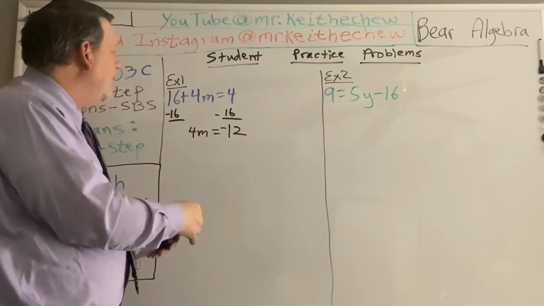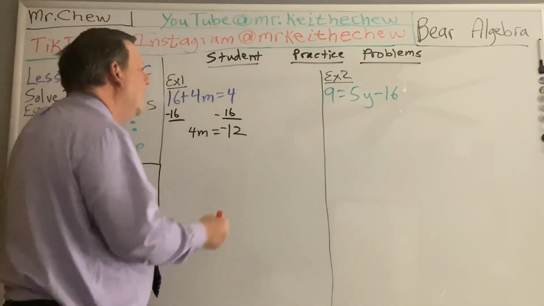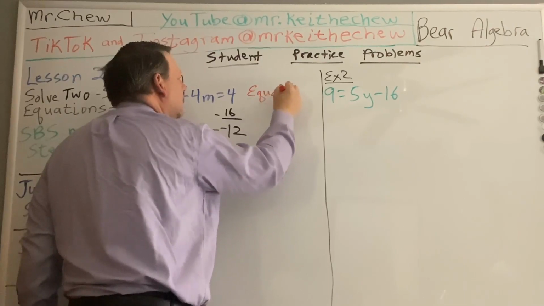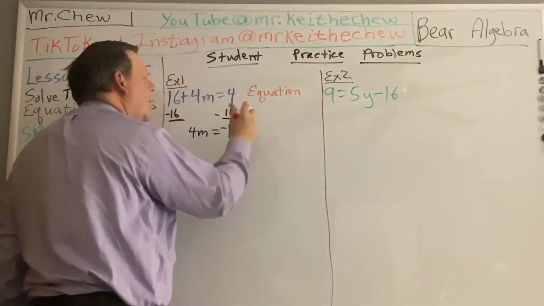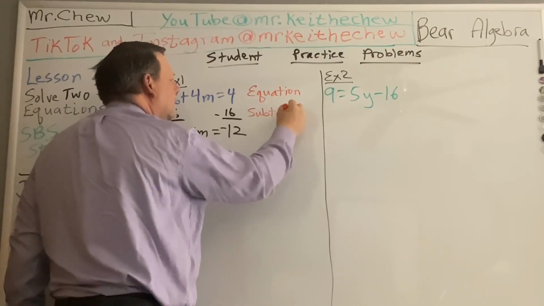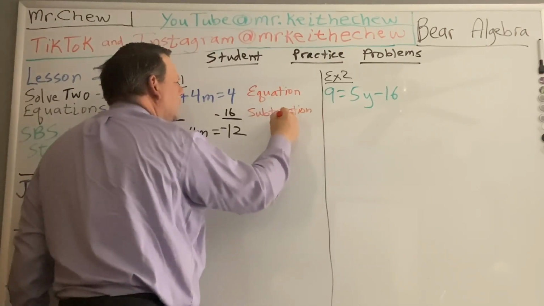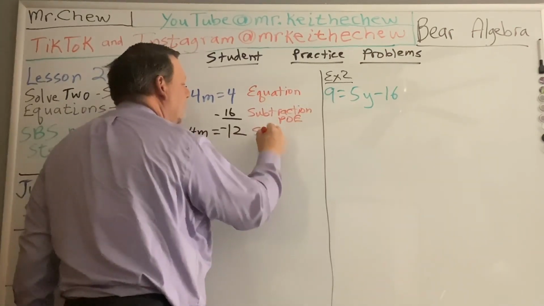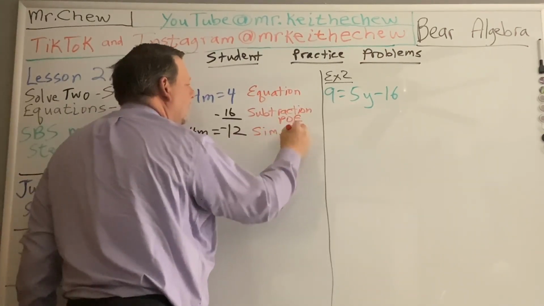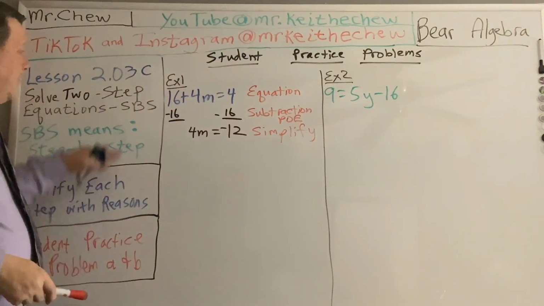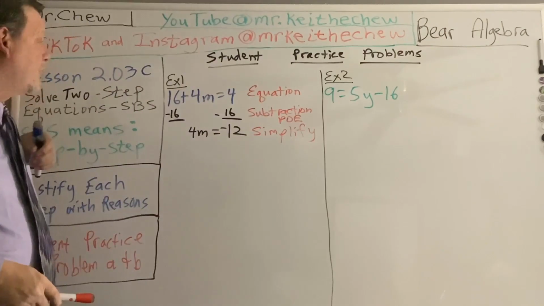So I always want to justify what's going on over here. I start out with my original equation. Then I use the subtraction property of equality. I simplify it. So these are called two-step equations. Here's my first step. It's an inverse operation.